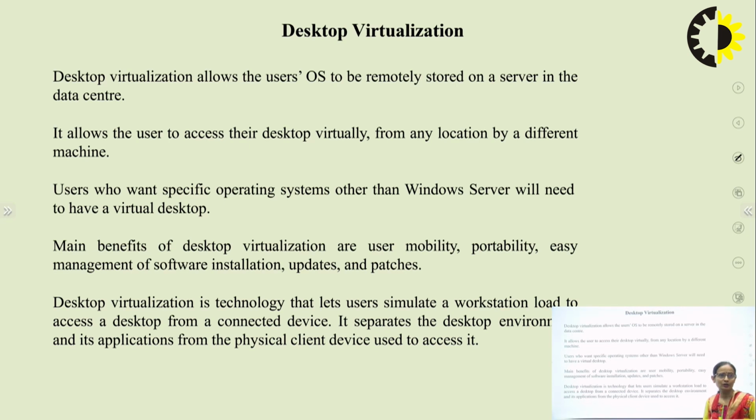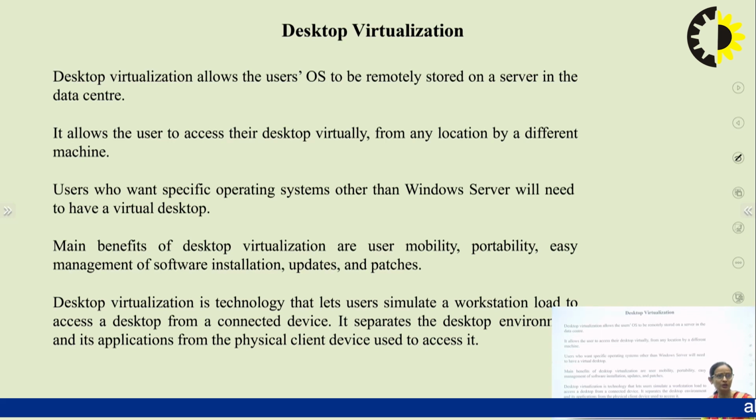Next category is desktop virtualization, in which we are virtualizing the desktop. It allows the user's OS to be remotely stored on a server in the data center. It allows the user to access their desktop virtually from any location by a different machine. The user who wants a specific operating system other than Windows Server will need to have a virtual desktop. The main benefits of this type of virtualization: user mobility, it supports portability, and easy management of software installation, updates and patches.